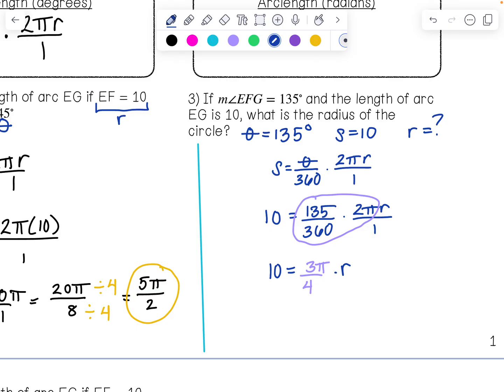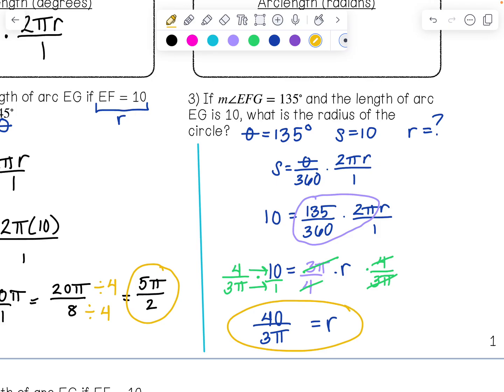Now, if I want to cancel out a fraction to both sides, the easiest way to do that is to multiply both sides by the reciprocal of that fraction. So just flip it upside down and multiply on both sides, right? Because my 4's cancel and then my 3 pi's cancel. And then here it's like 10 over 1, so I'm just going to go straight across. So my answer here is going to be 40 over 3 pi.